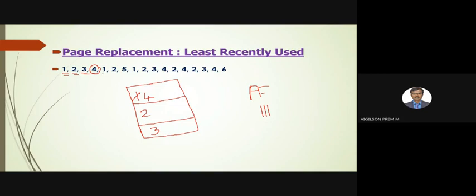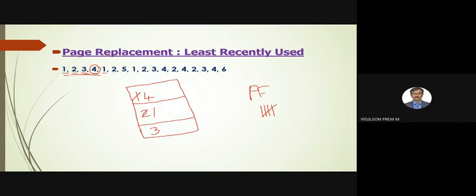Next, 1 is not available in main memory. So for page 4 also we have 1 page fault. The next frame is 1, not available in main memory, so a page fault will occur. Now what will be replaced? Among 4, 2, 3, what is the oldest? So here we have to check. Among 4, 2, 3, 2 is the oldest. 1 will be replaced here.